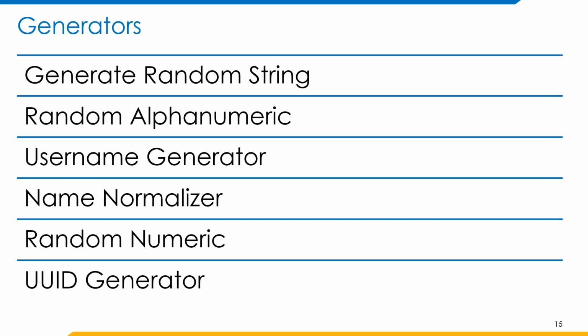UUID generator. The UUID generator transform is used to create a universal unique ID in the form of a 36 character string. Coming to the next slide, we will be learning about extended transforms.